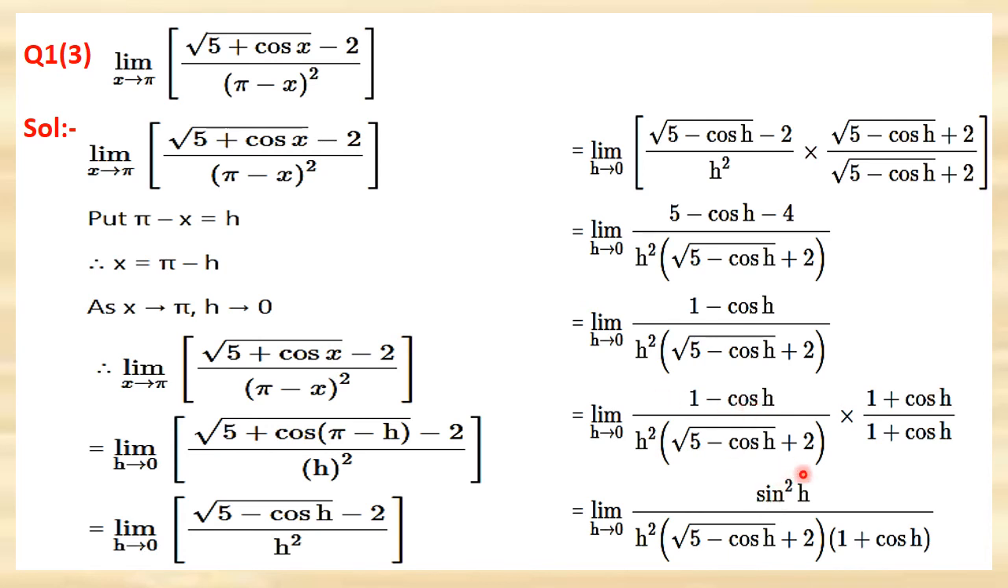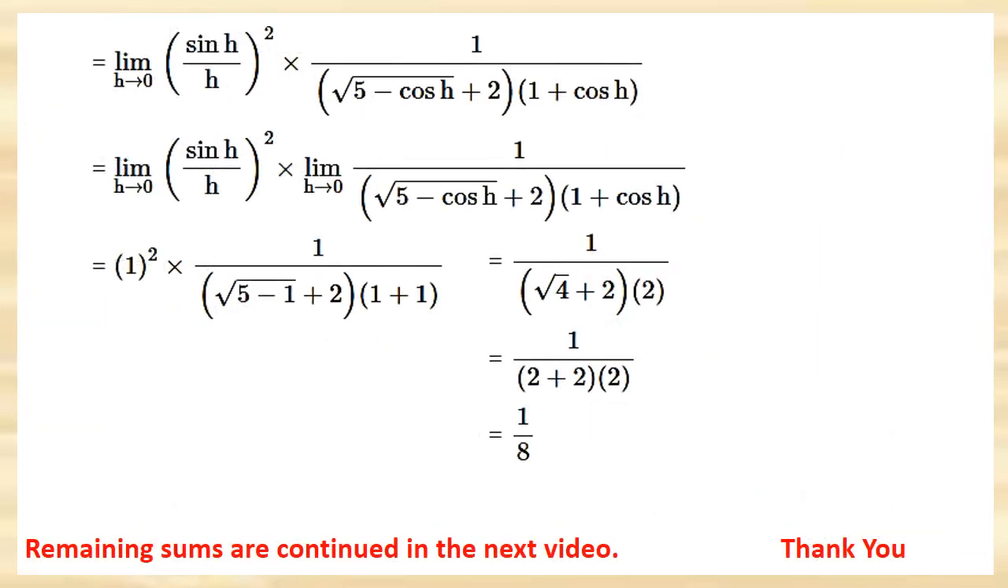That will become sin square h, and then we can apply the trigonometric result, limit theta tends to 0 of sin theta by theta. So limit h tends to 0, sin square h upon h square into the brackets containing the functions which will not be 0 when putting h is equal to 0, that is root of (5 minus cos h) plus 2 into 1 plus cos h. Now we will apply the limit separately, for the function sin h by h the whole square, and the remaining function also we will apply the limit.